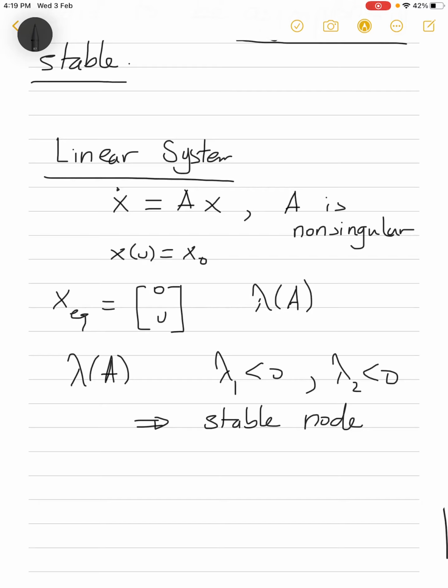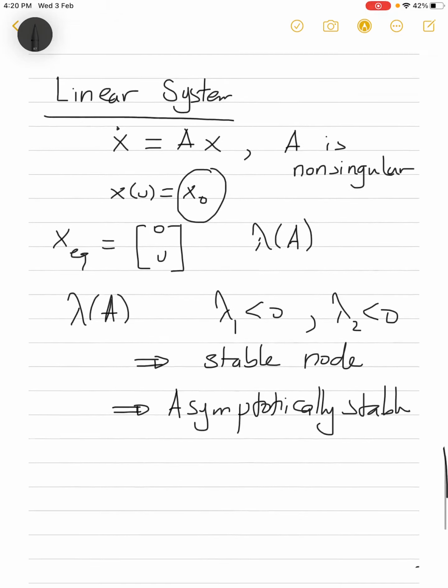And we know that in this case the solution will decay from the initial condition exponentially towards the origin, which means that if we start nearby the equilibrium point, as mentioned in the basic concept, then the system will remain nearby and eventually will go to the origin. So this is asymptotically stable.